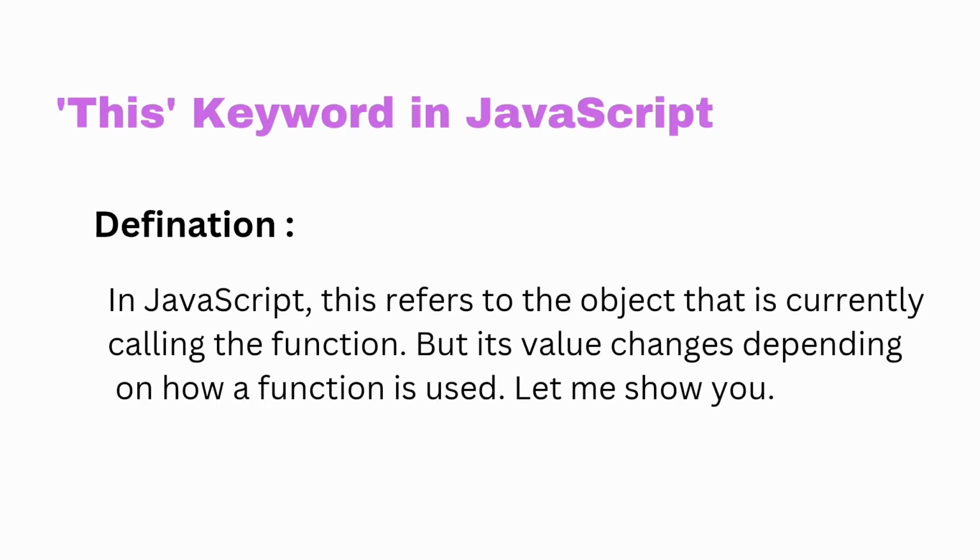Coming to the first question, what is this keyword in JavaScript? This refers to the object that is currently executing the function. Its value can vary depending on how the function is called. Now we will see an example.